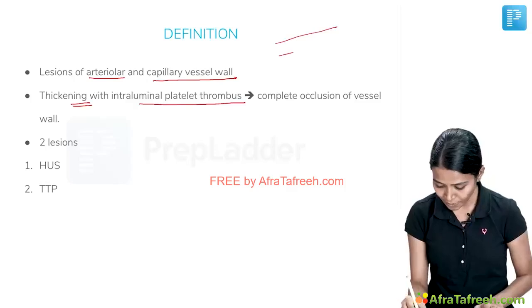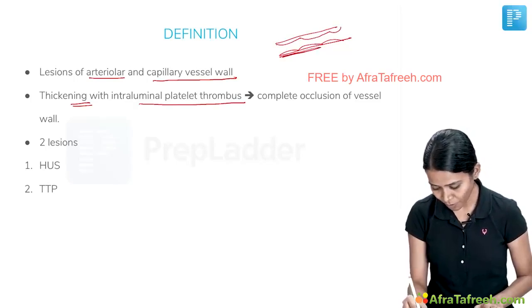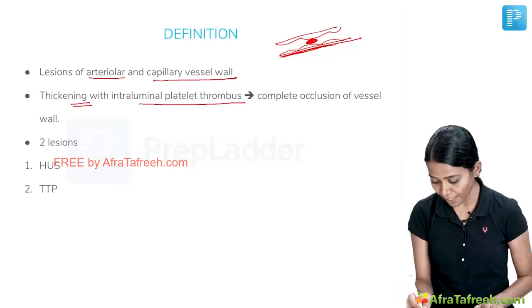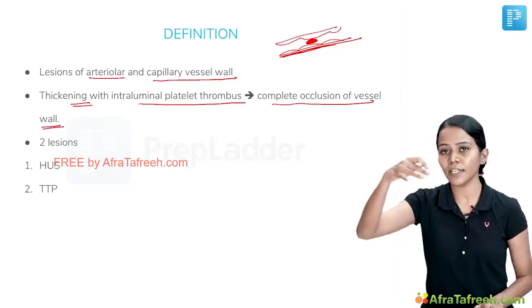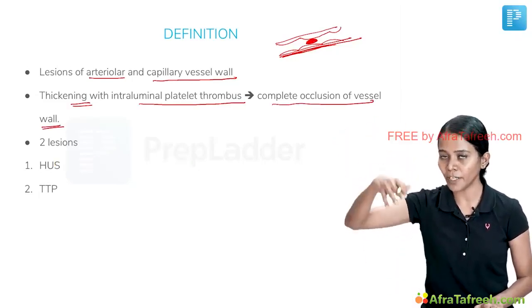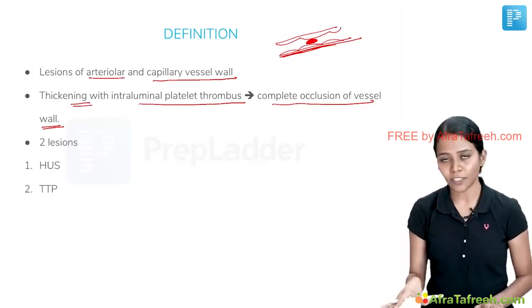So, if this is the vessel wall, this is the endothelium, there is thickening of the vessel wall, okay, along with intraluminal platelet thrombus. This can completely occlude the vessel, okay. So, basically in every area it is impeding the blood flow, okay. So, this is the main mechanism. Now, this is about the definition.